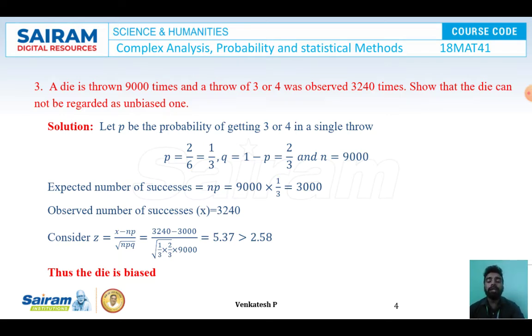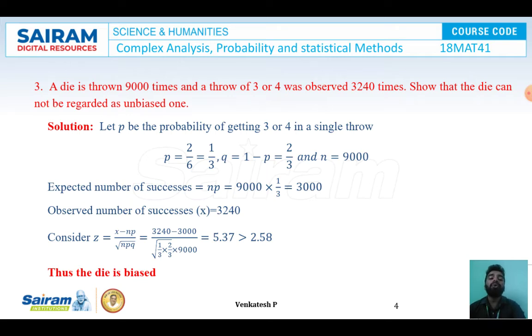So for this, I am going to define the events P and Q. Let P be the chance of getting the numbers 3 or 4 in a single throw of a die. As we know, in throwing a die one time, the possible outcomes will be 1, 2, 3, 4, 5, 6. Choosing 3 and 4, we have 2 possibilities out of 6 possible outcomes. So that is 2 by 6. Then the value of P will be equal to 2 by 6, that is 1 by 3. So we get Q is equal to 1 minus P, that is 2 by 3.